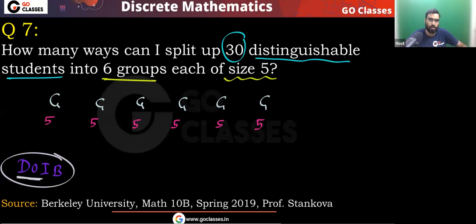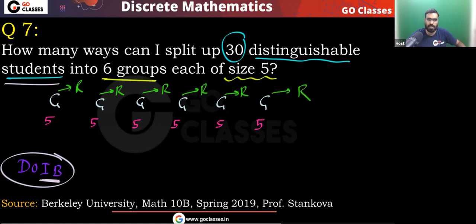You have distinguishable objects. These are the distinguishable students, and you are dividing them into identical boxes. It's like these are the rooms. Yes or no? These are the rooms in a hotel. You have the same rooms. You can call it R, and so on.